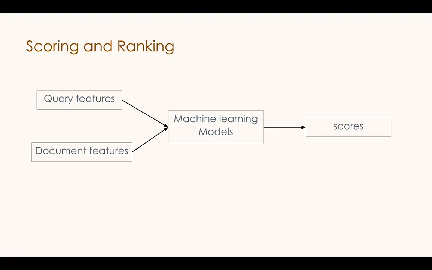Next is the scoring and the ranking. The retrieved documents together with the query will be converted to features. So we have query features and document features. All these features are fed into machine learning models. The models will generate scores for each document, and then the documents will be ranked according to scores. Different models generate a different set of scores, and this talk is mostly about all these algorithms inside of these machine learning models.